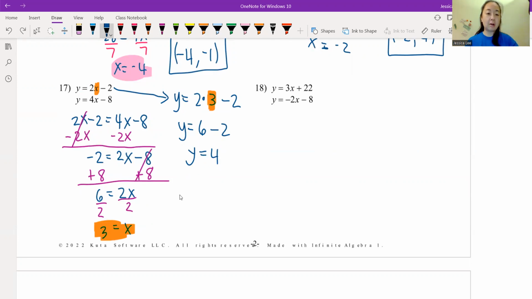Bad old habits die hard. So this is going to be (3, 4). Please make sure you put the parentheses around it so you're indicating that it's a point, right? And not just random 2 numbers there. This is called an ordered pair because order matters.